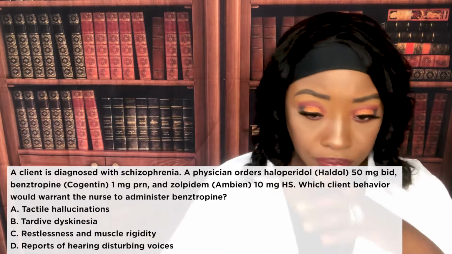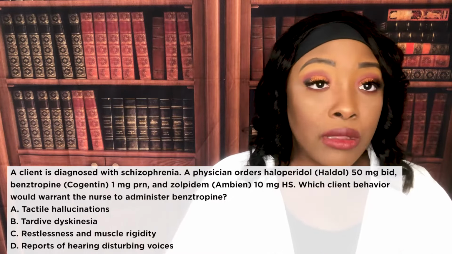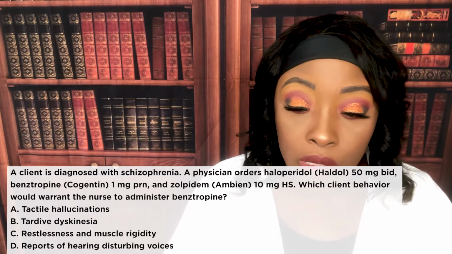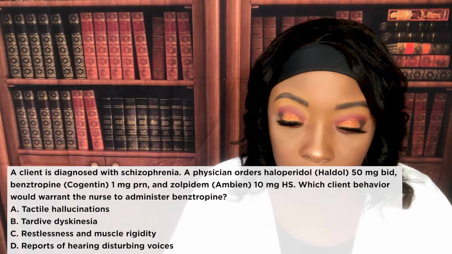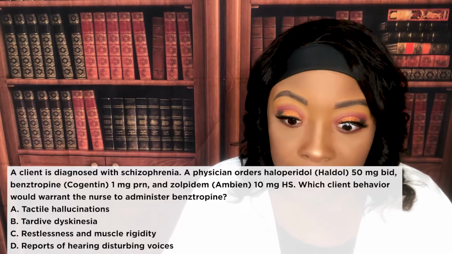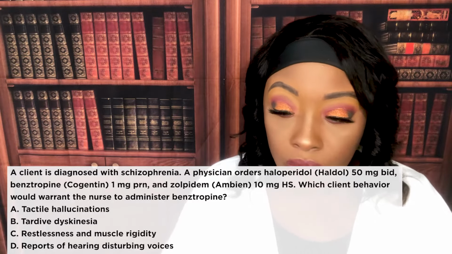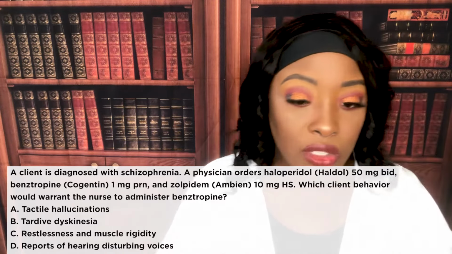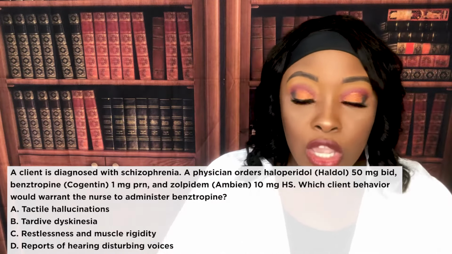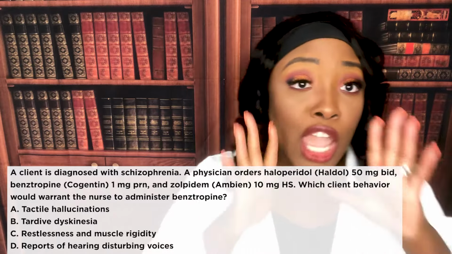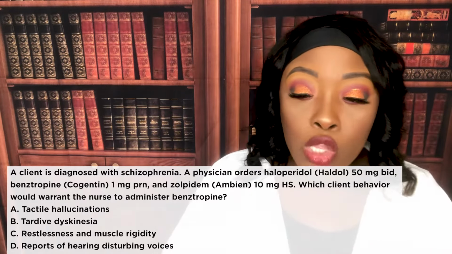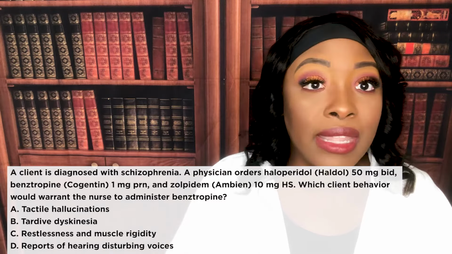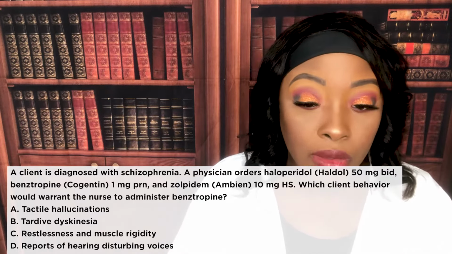All right, guys, so the correct answer is C, restlessness and muscle rigidity. Okay, so Cogentin is an anticholinergic. I've talked to you guys about anticholinergics. You know, can't see, can't spit, can't pee, can't, right? But they also help with extrapyramidal symptoms, such as the restlessness and muscle rigidity. That's why that's the correct answer.